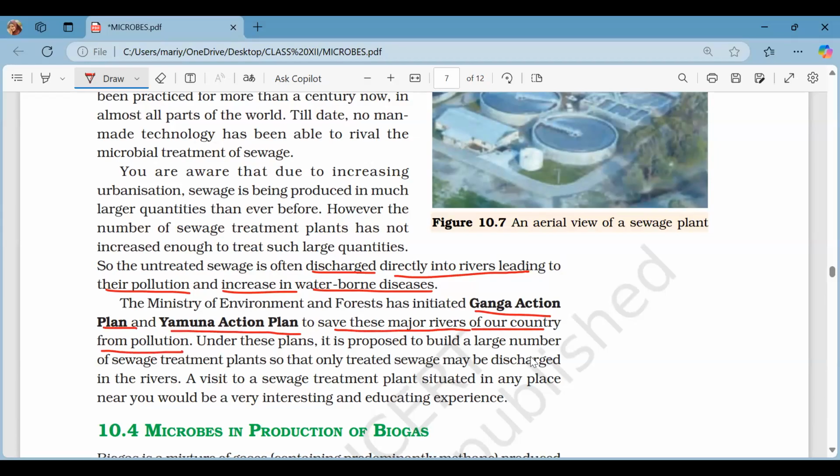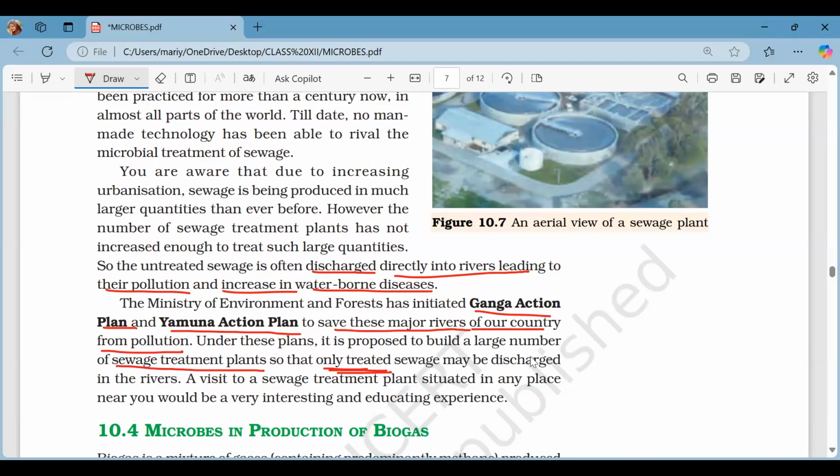So under this plan, it is proposed to build a large number of sewage treatment plants so that only the treated sewage is discharged, and not the sewage that has high microbes and filth in it.